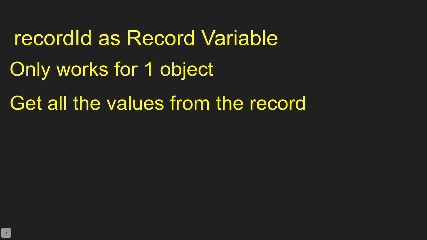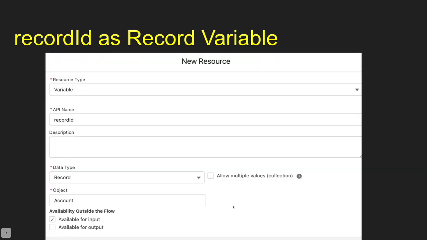So the other thing we can do is we can create the variable as a record variable. So one thing to note is that if you do this, it only works for one object. When you create that variable, you have to specify the object. But what's really cool is you get all the values from the record. So this is what the variable looks like. It's a record ID. We have to say it's a record type. We specify the object. You still have to make it available for input. If you don't make it available for input, you can't pass a value to it.